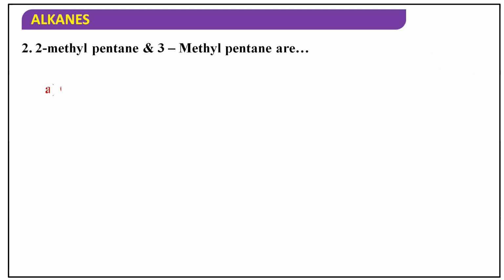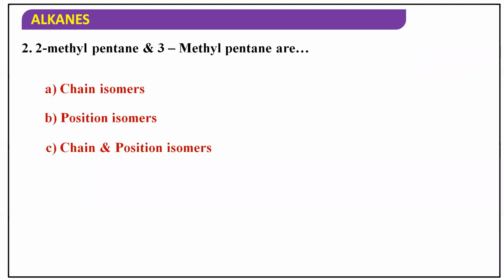2-methyl pentane and 3-methyl pentane, what are they basically? Now this is related with GOC. They are chain isomers, position isomers, chain and position isomers, metamers. What they are? Remember, the methyl positioning has been changed, right? Whether the chain is same or different, that you have to find. So what can we say this one? We can say it to be position isomer.